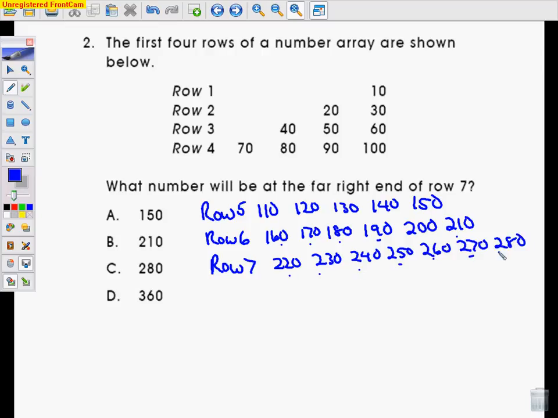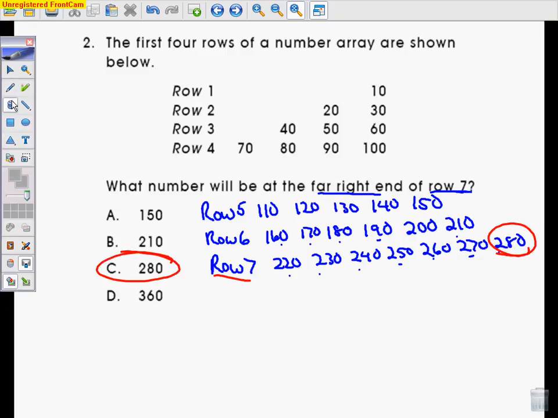So row 7, and that's where we wanted to know what number will be at the far right end of row 7. So here we are at row 7, and 280 would be the number at the far right. So that's one way to do the problem.